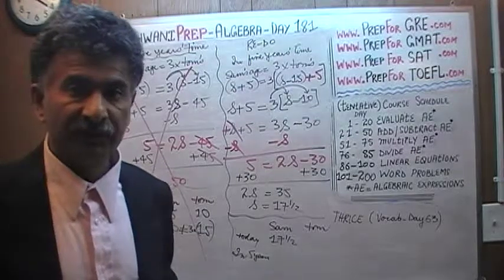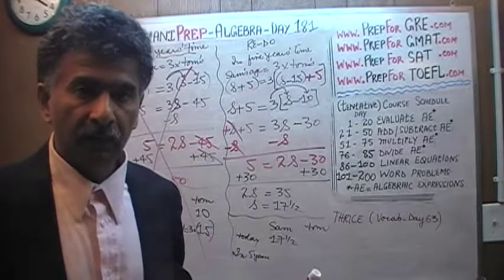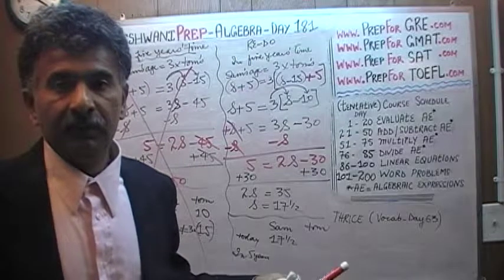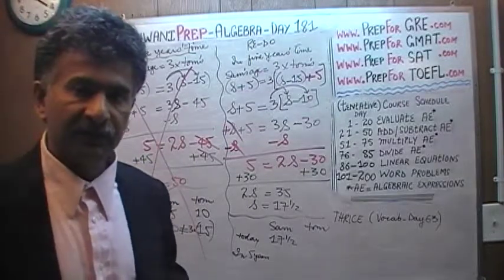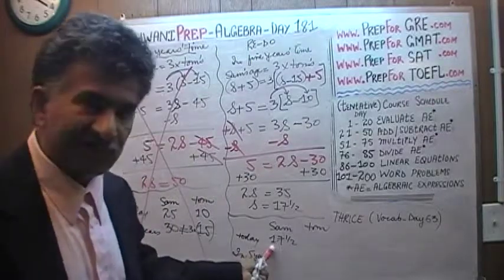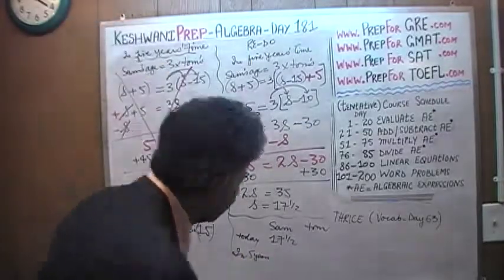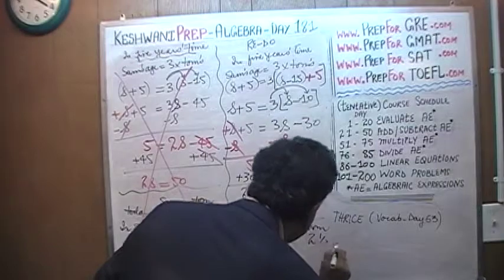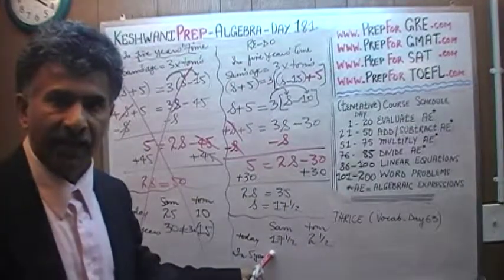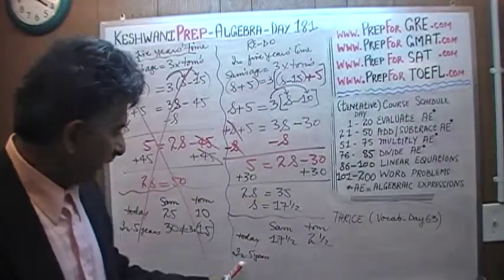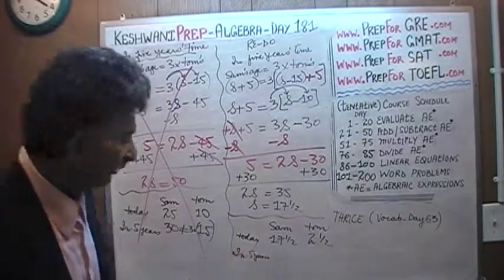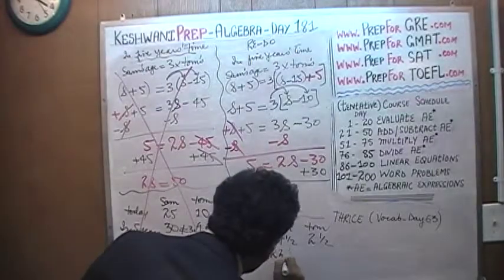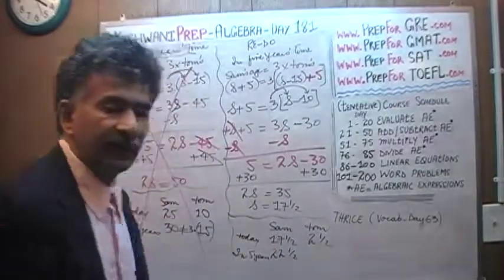But if Sam is 15 years older than Tom, then it's the same thing as saying that Tom is 15 years younger than Sam. If Tom is 15 years younger than Sam, and Sam turns out to be 17 and a half, this guy must be 2 and a half. 17 and a half minus 15. What happens in 5 years' time? In 5 years' time, Sam is going to be 22 and a half.